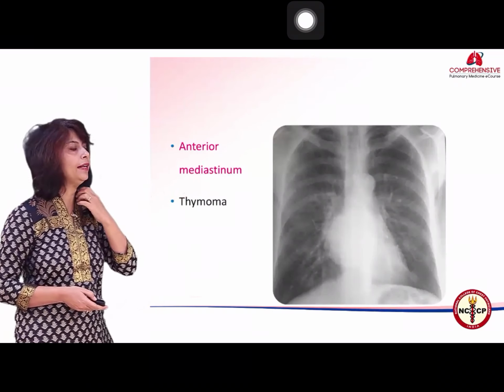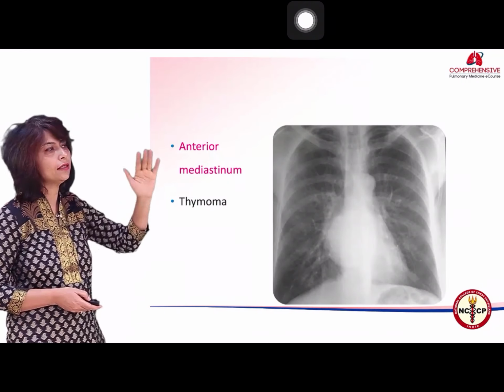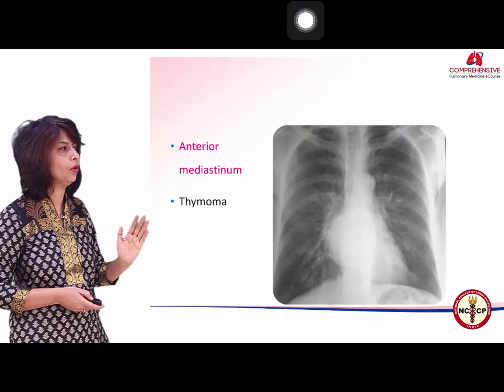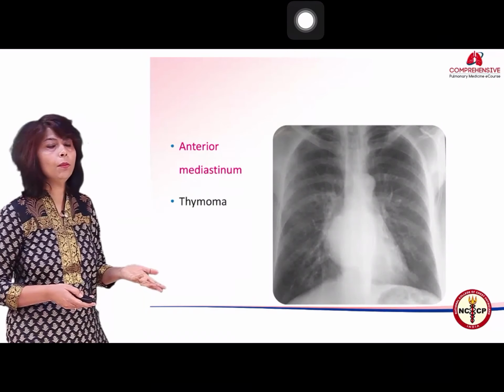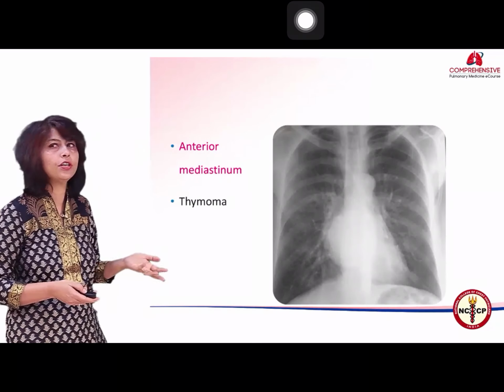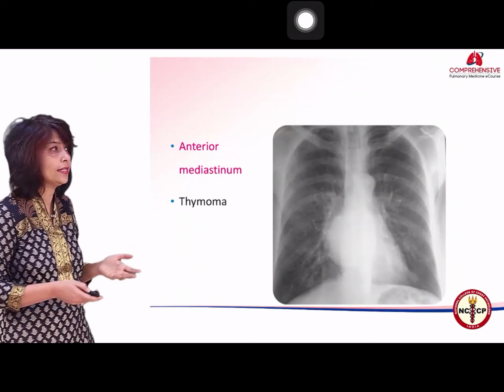Similarly, the same anterior mediastinal lesion we saw earlier, we know that it has obliterated the right heart border, so the lesion is anteriorly located, most probably a thymic lesion. If the patient has myasthenia gravis, you have made the diagnosis on chest radiograph itself.